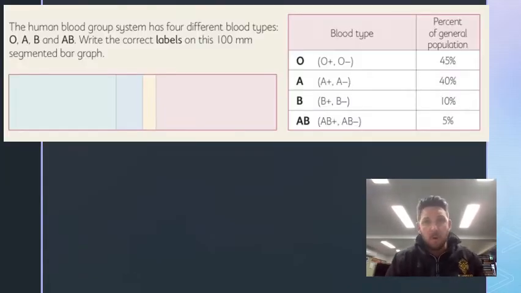All right, here's another one for you. I want you to stop the video and see if you can work it out. Now, straight away, I've given you the bar graph, but we forgot to do something. We forgot to label it.